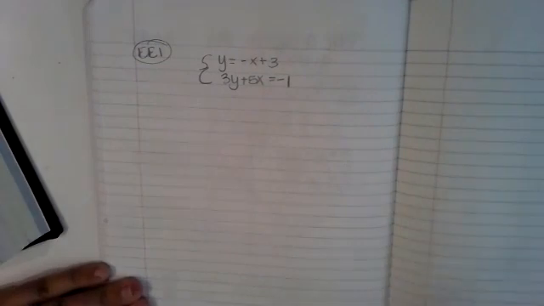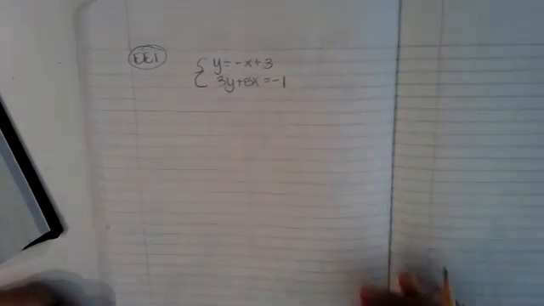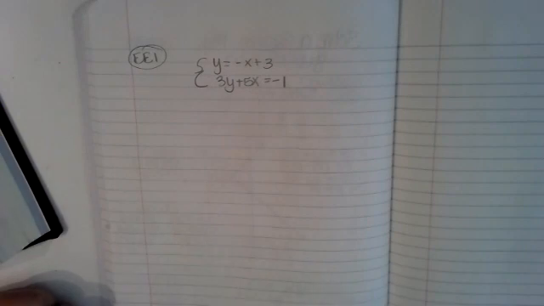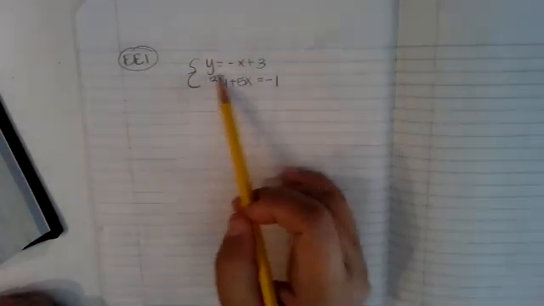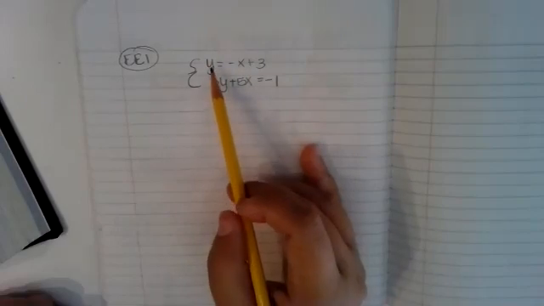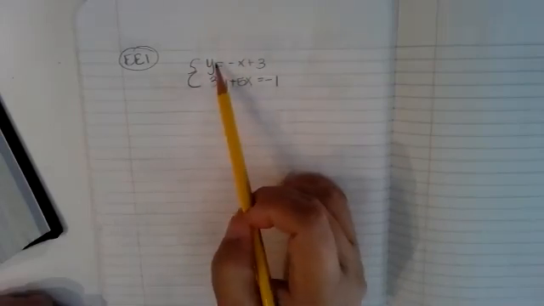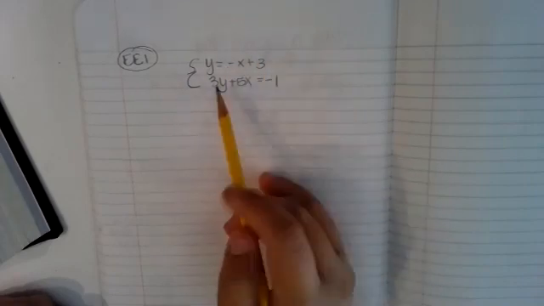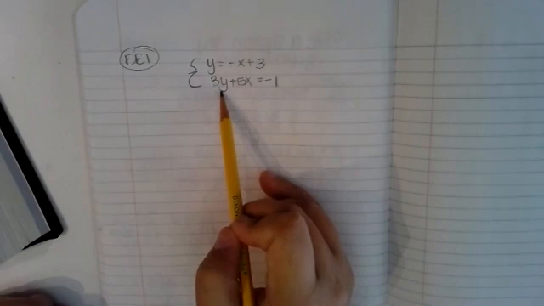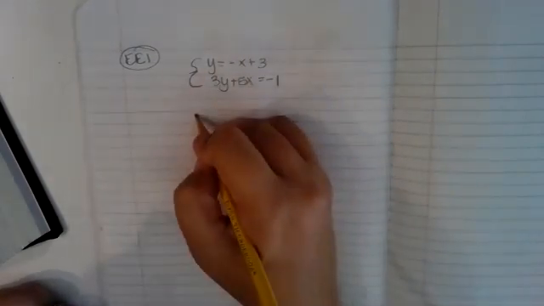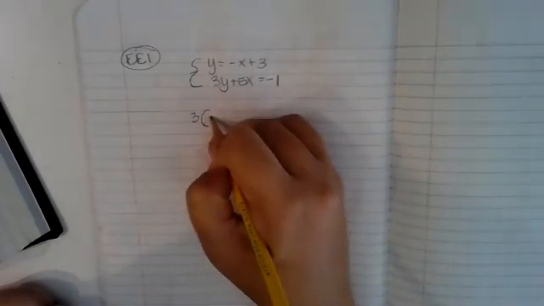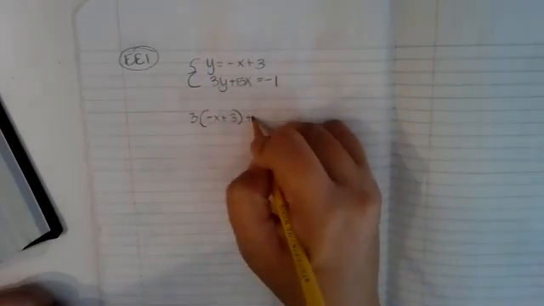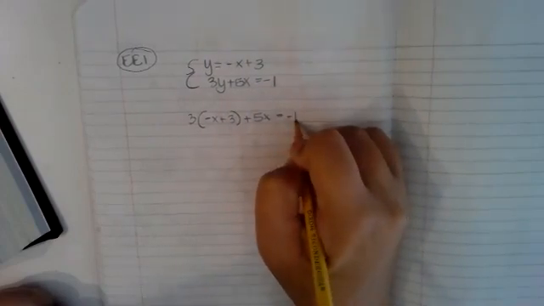Okay, so remember, in order to solve a system through substitution, we have to have one of our equations set equal to a variable that's isolated. That happens to be the case for equation 1 because it's set equal to y and y is isolated. So since y is equal to negative x plus 3, I can take the negative x plus 3 and substitute it for y in the second equation. So here I have 3 times negative x plus 3 plus 5x equals negative 1.